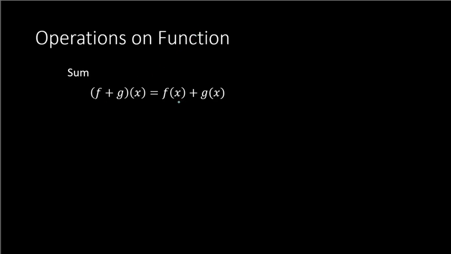Basically, you can separate into two parts where we have f of x plus g of x. And with this, the domain is going to be the intersection of the domain of the f function and the domain of the g function. And that's what we see here with this notation. It's the intersection of the two domains.